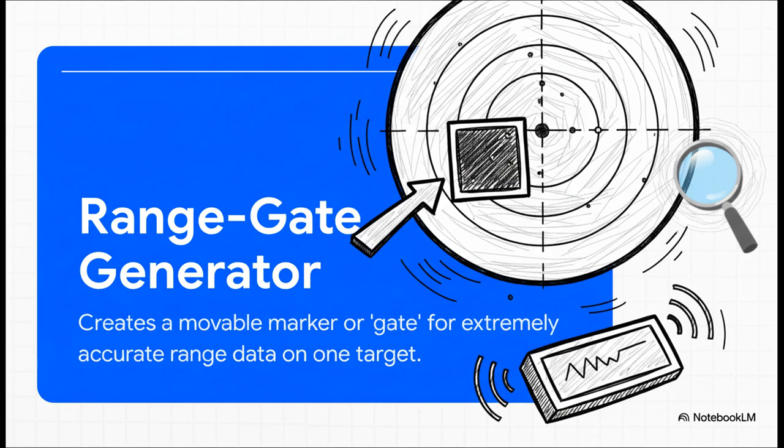This circuit puts a small, movable marker, the gate, on the screen. The operator just slides this gate right over a target's blip, and bam, the system gives them a super precise digital readout of that target's range while totally ignoring everything else on the screen.